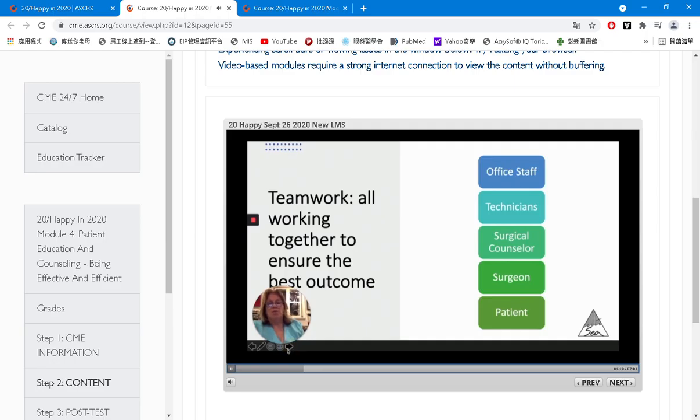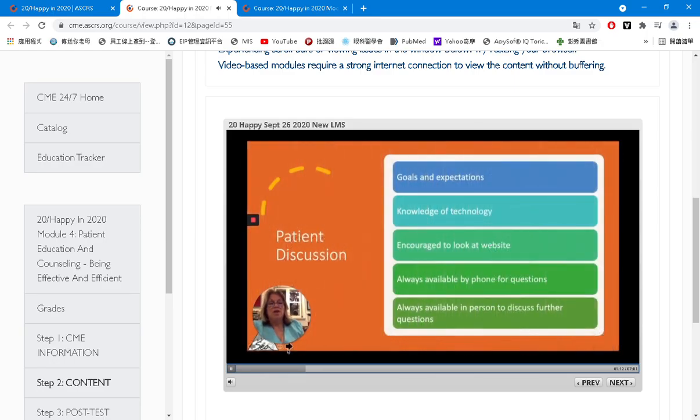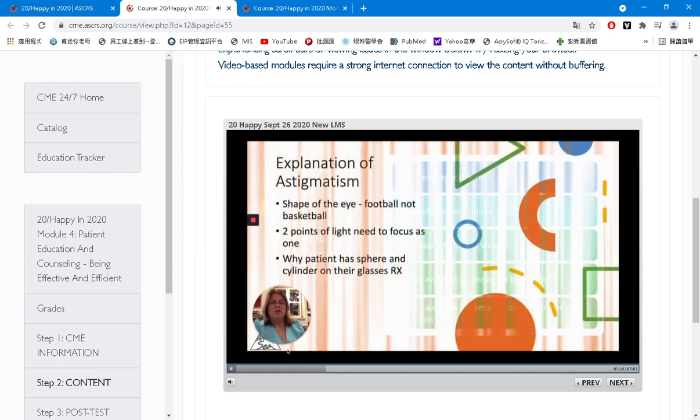So it's very important that they understand how important things are. The goals and the expectations are real. We need to make sure that they understand what we're talking about and that we're all on the same page. We want them to understand some of the technology so that they can make educated decisions, and we encourage them to look at our website. We also are always available by telephone or in person for further questions.